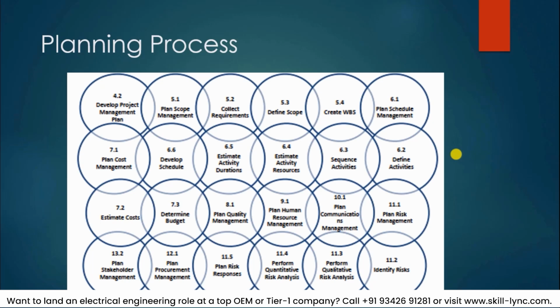then determine the budget, then in terms of quality, you plan for the quality management, then you plan for the human resource management, then the communication management, plan the risk management, plan stakeholder management, plan procurement management, plan the risk responses, perform quantitative risk analysis and also qualitative risk analysis, and then identify various risks. So you can see that we have a very dense overlap of several planning activities. So it means that in this stage, we have to do all these activities in tandem.